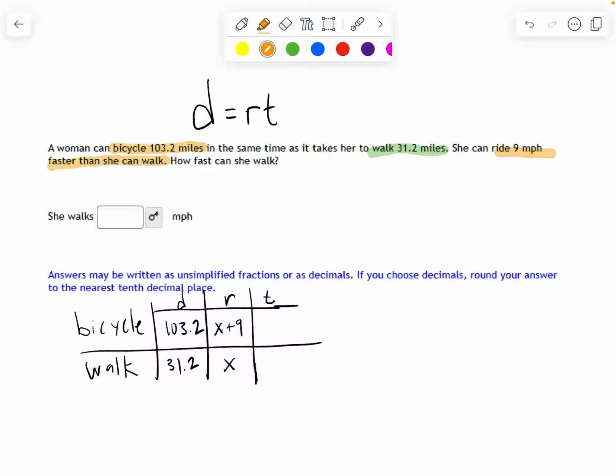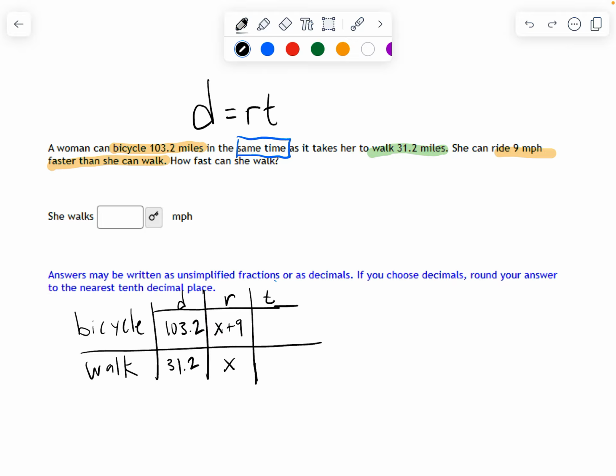Okay. And then the thing about time is we're saying right here that she can bicycle that distance in the same time it takes her to walk. That means that these are equivalent to each other, right? They're the exact same time. I don't know what that time is, but we do know that they are the same thing.